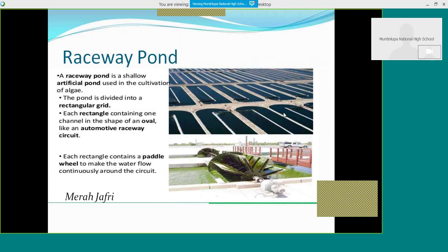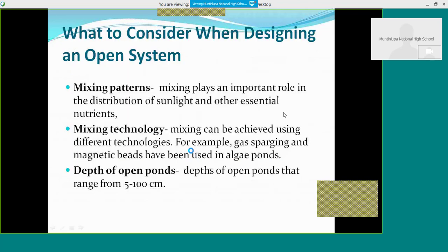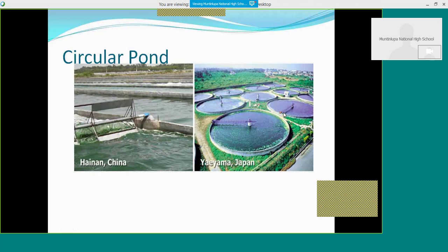A raceway pond is a shallow artificial pond used in the cultivation of algae. The pond is divided into a rectangular grid, with each rectangle containing one channel in the shape of an oval, like an automotive raceway circuit. Each rectangle contains a paddle wheel, as you can see in the picture, to make the water flow continuously around the circuit. The next type of open pond system is the circular pond. Here's an example of a circular pond. This is in Hainan, China, and in Japan.